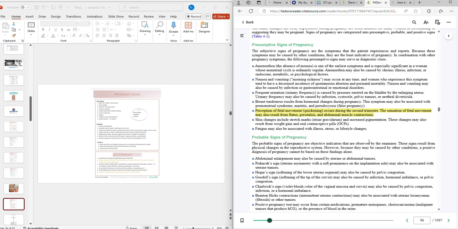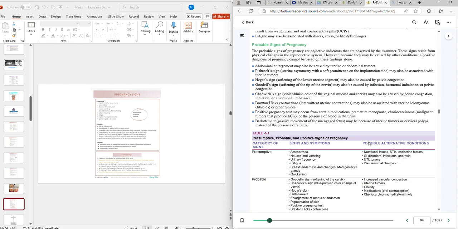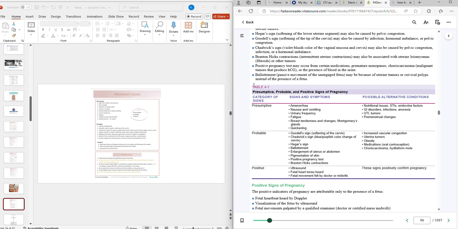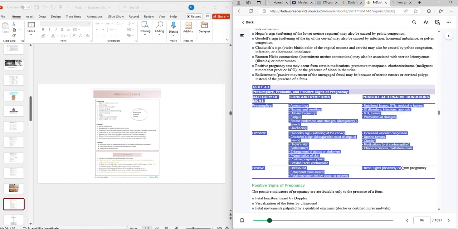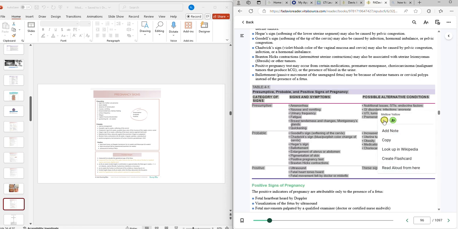And then it starts talking about the probable signs and positive signs. But this whole chart is a wink and lollipop. You need to know this chart. Know the presumptive signs, the probable signs, and the positive signs. Know the signs and symptoms, and know the alternative conditions that can be the reason they have these issues.